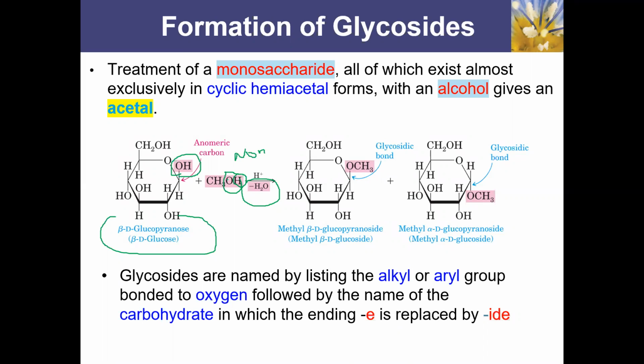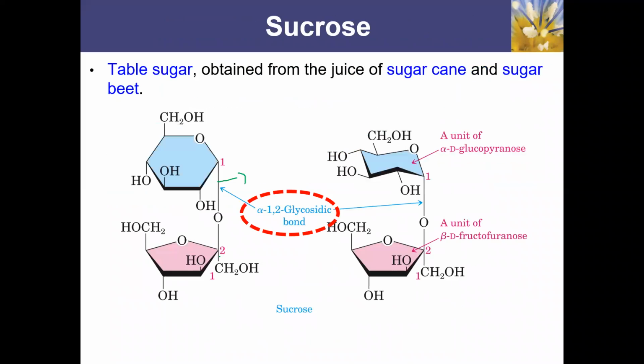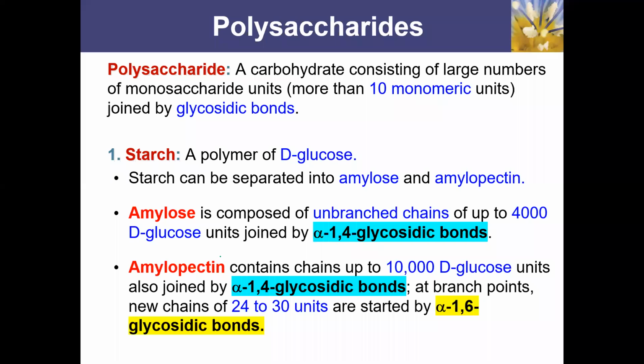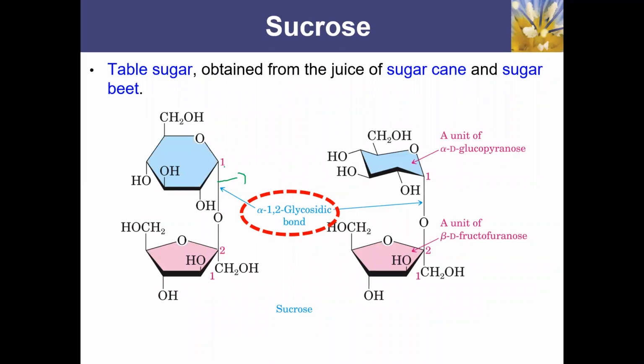Is it clear? Yes, doctor. Thank you. In short, the water comes out, and then you have an O that connects them, because if you see here, there was an OH here, there was an OH here, right? So water came out, and now these two are connected with this O. So this is a glycosidic bond over here.